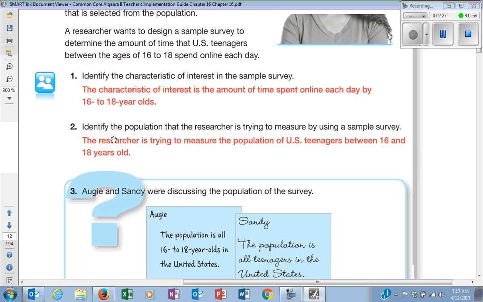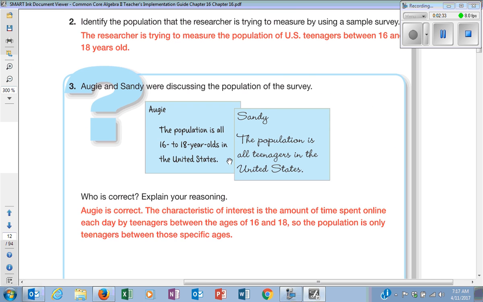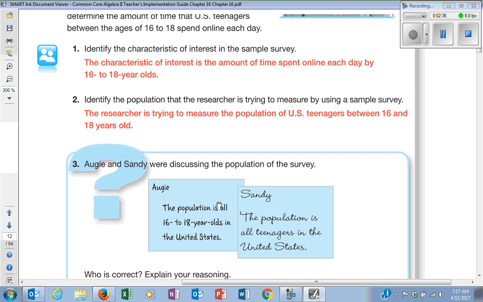Now, do you see how this says right here, identify the population that the researcher is trying to measure by using a sample survey? Okay? Right here it says they were discussing the population of the survey. The population is all the 16 to 18-year-olds in the United States. The population is all the teenagers in the United States. Do you see the difference? What does this one say? Is this all teenagers? Is that what this person was studying?